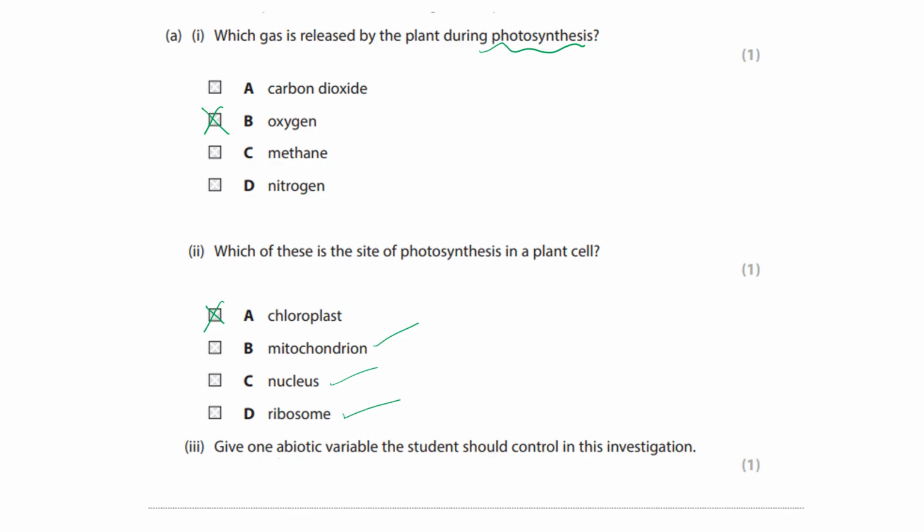Okay, give one abiotic variable that the student should control in this investigation. Abiotic meaning a variable that is non-living. So what's non-living? Temperature.